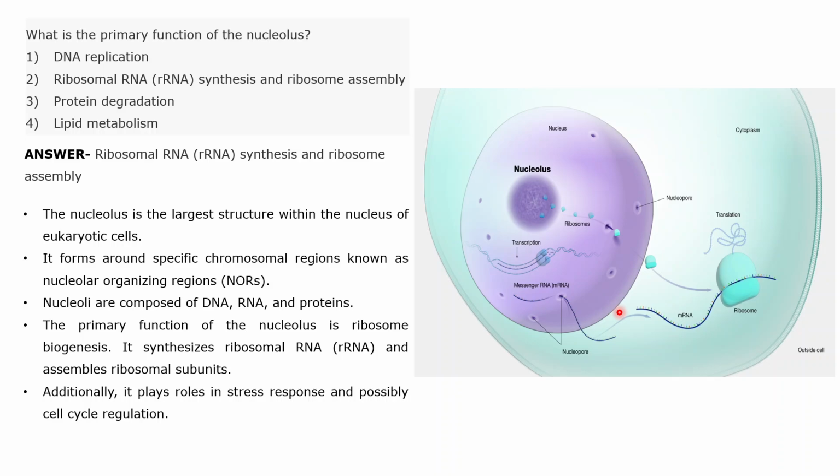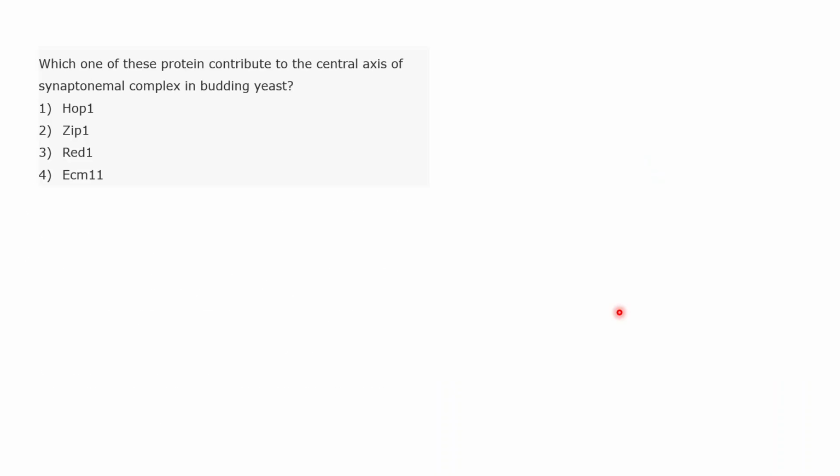Okay, so I think this is clear, so I will just move on to the next question. Coming on to the next question. Which of the following proteins contributes to the central axis of the synaptonemal complex of budding yeast? So we have discussed that there is a synaptonemal complex formation there. It is formed out of different proteins arranged in a specific manner. So which of these proteins contribute to the central axis of the synaptonemal complex?